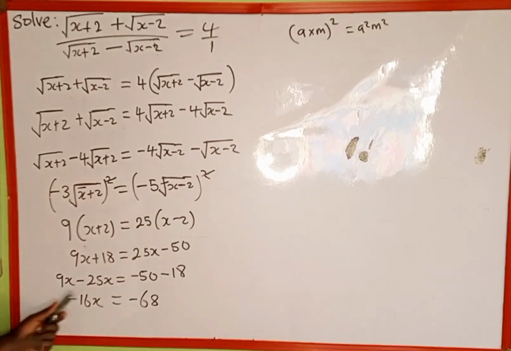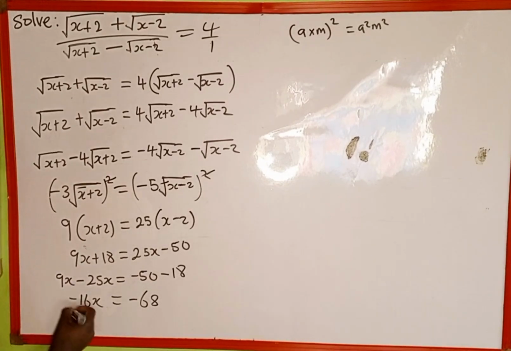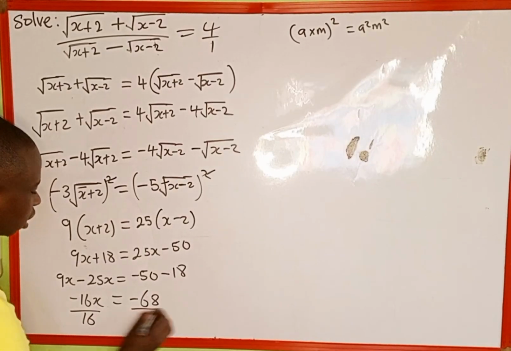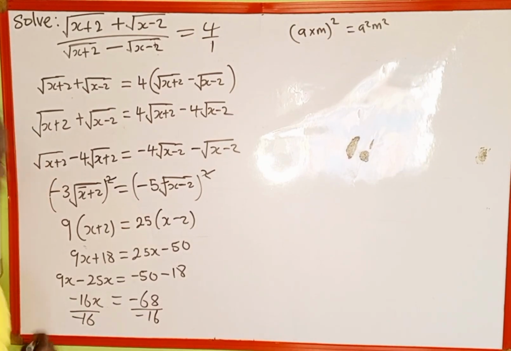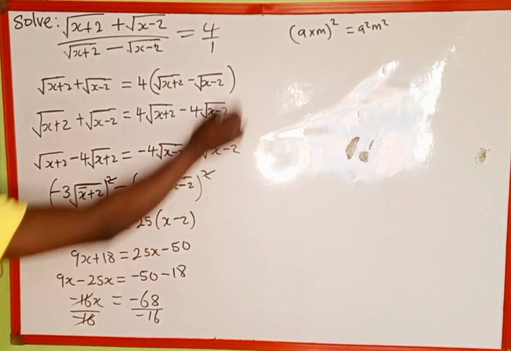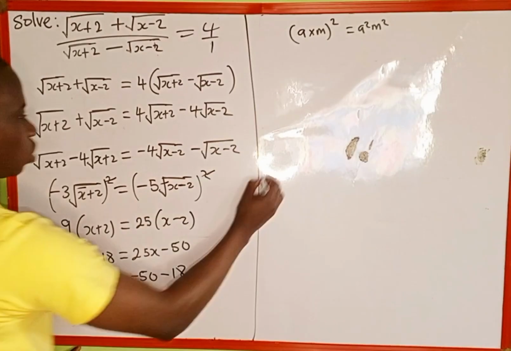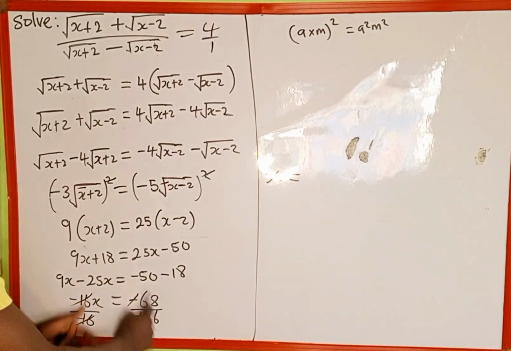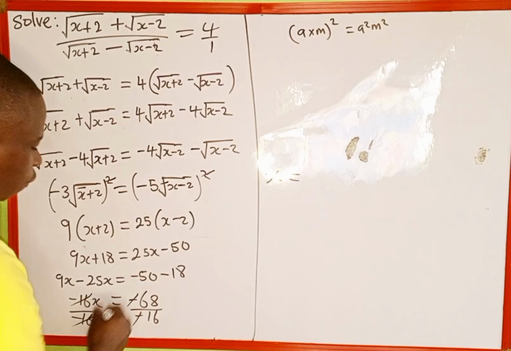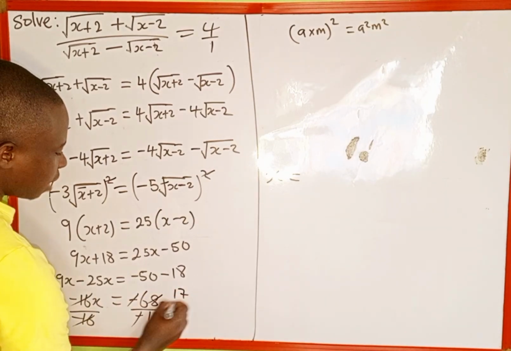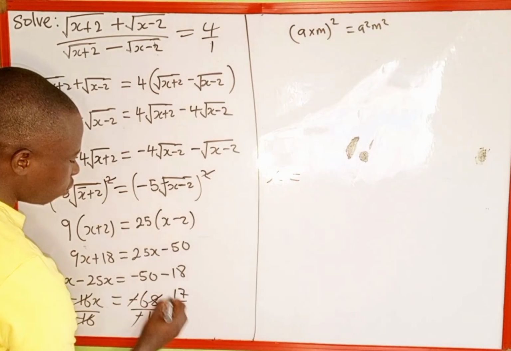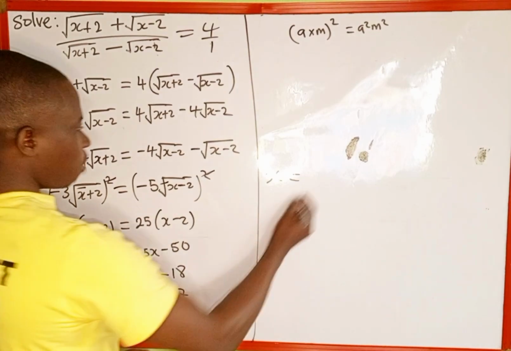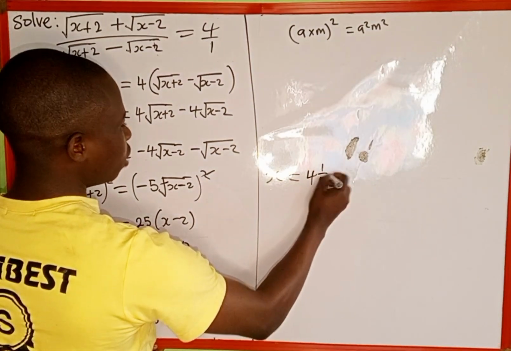Now the next thing is to divide both sides by the coefficient of x, which is what? Negative 16, then negative 16. So that this negative 16 is going to cancel this negative 16. We are left with what? x, which is equal to, negative will also cancel negative, 68 divided by 16. 4 can go into 68 17 times, then 4 can go into 16 4 times. So 17 divided by 4 is the same as 4 whole number 1 over 4.